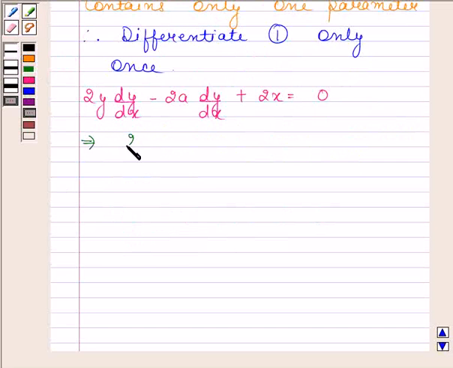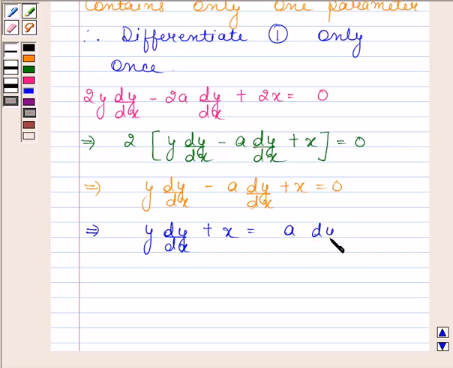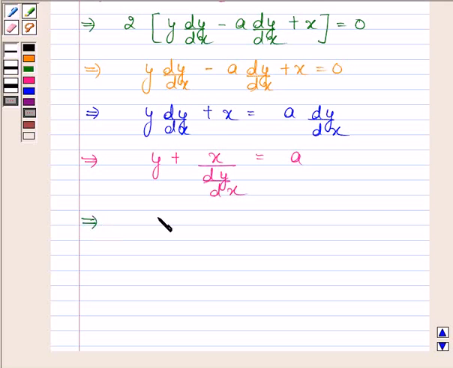Now this implies 2 into y into dy by dx minus a into dy by dx plus x is equal to 0. This implies y into dy by dx minus a into dy by dx plus x is equal to 0. This implies y into dy by dx plus x is equal to a into dy by dx, and this implies y plus x by dy by dx is equal to a, and this implies y plus x by p is equal to a, where p is equal to dy by dx.